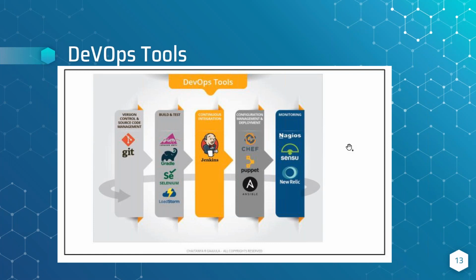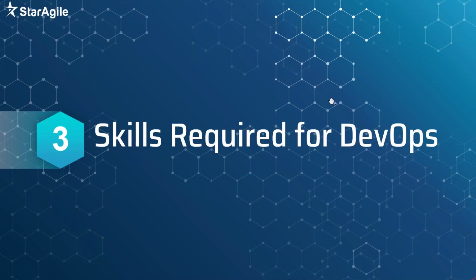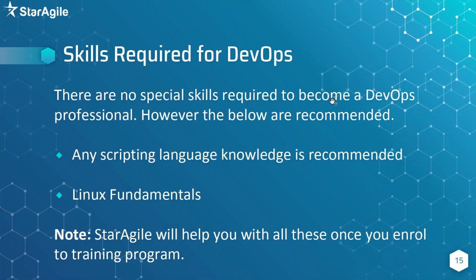So these are the various tools which you can use in DevOps. So what skills are required for DevOps? As I talked about, there are no special skills to become a DevOps professional. But knowledge of scripting is very much required. Linux fundamentals are required. Even if you do not have them, but you have the interest to learn and start the course, we'll also share the prerequisite documents once you register with us.